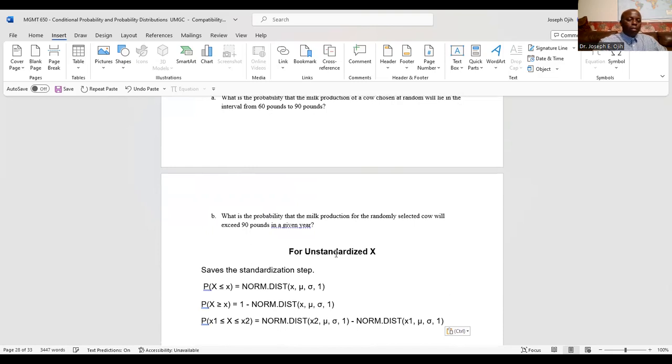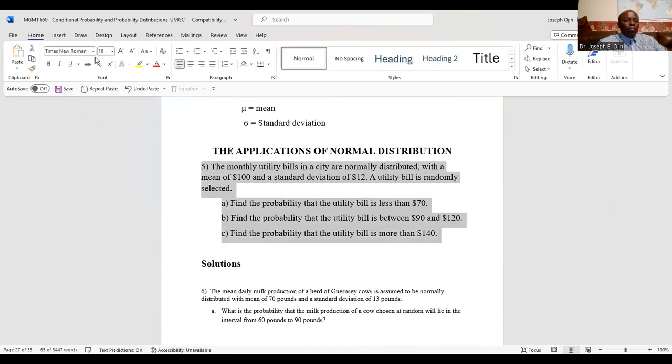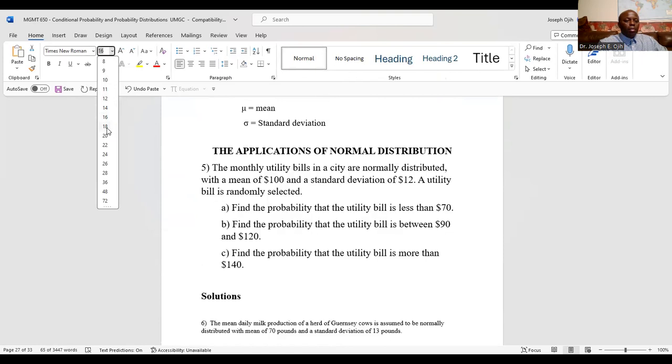So I'll paste it here. Okay, good. Now this is the question we want to solve: the application of standard normal distribution. Okay, make it 18 so you can see it.